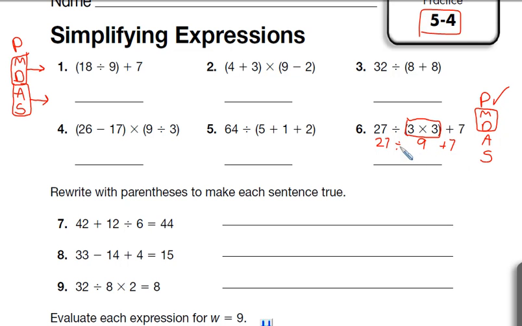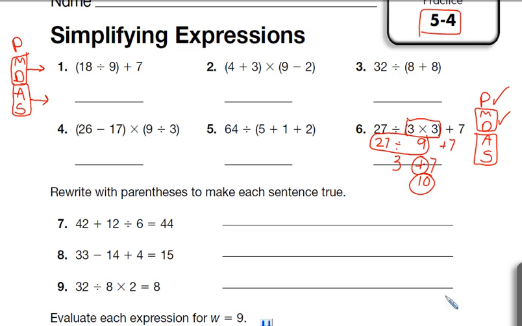Okay, there is a divide. So we're going to do 27 divided by 9 next. And 27 divided by 9, if you remember your multiplication facts, you know that 9 times 3 is 27. Therefore, 27 divided by 9 is 3. Okay, bring down whatever you have left. We've got that plus and that 7 that we have not used. And we've done multiply and divide, so now we're on to addition or subtraction. We've got one addition problem here, so the answer is 10.